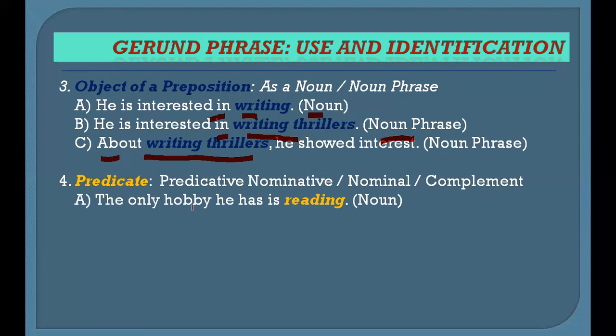Let's see number one. In number A we have: the only hobby he has is reading. So reading is definitely a gerund, but how can we consider that this reading is a noun? We know that a gerund basically mirrors the subject. So when we talk about reading, we can find out the only hobby can be replaced with this word. What reading means is the only hobby, or the only hobby is reading. So reading is a gerund, and reading does the work of a predicative complement.